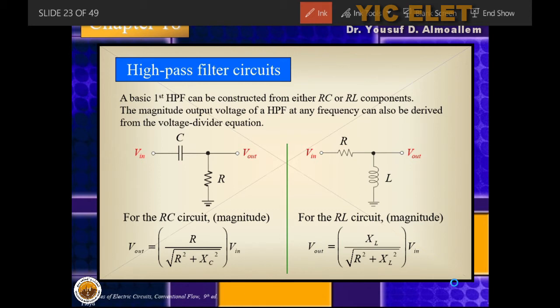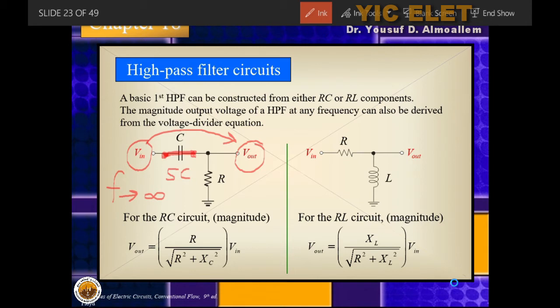So here we are going to see when the frequency is too high. When the frequency is too high, let's say that frequency reaches infinity. When frequency reaches infinity, this capacitor will be replaced by a short circuit. So in this case, the V in will be transferred to the V out.